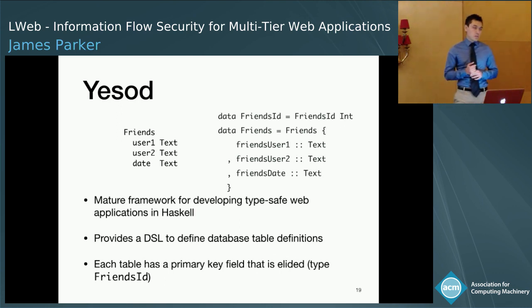Yesod, using Template Haskell, will generate Haskell data types so that the programmer can use them in their application. You can see an example of what this might look like on the right. It will also automatically generate a type for the primary key of that table.